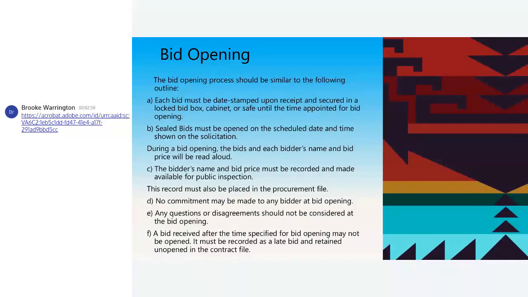No commitment can be made to any bidder at a bid opening. Okay, "the apparent low bidder" is some of the verbiage used. Any questions or disagreements should not be considered at the bid opening. A bid received after the time specified for that bid opening may not be opened. Okay, that's what I was telling you about the one after the bus. It has to be recorded as a late bid and retained unopened in your contract file.